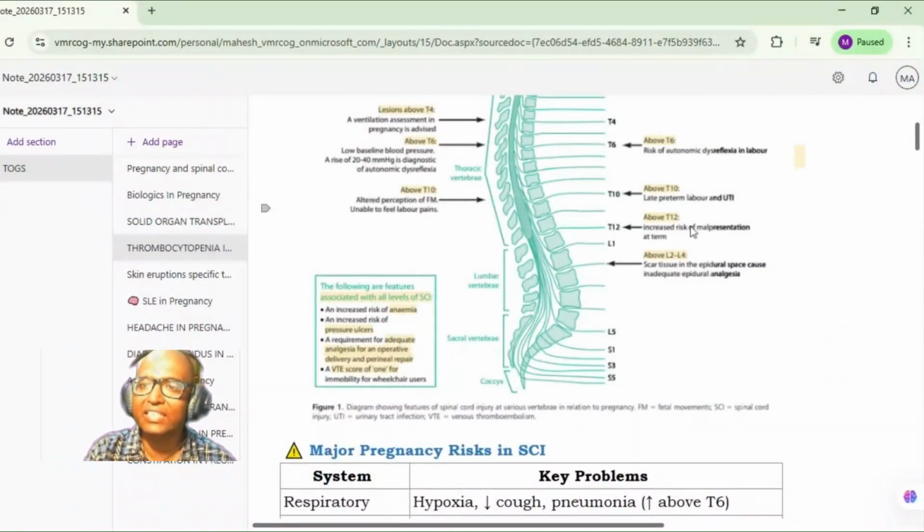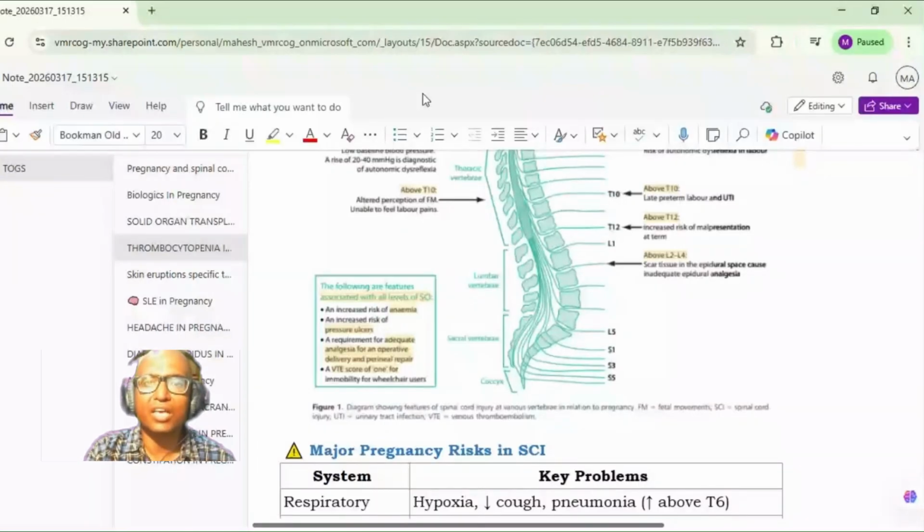Above the level of the T12, there is an increased risk of malpresentation at term, and at L2 to L4, scar tissue in the epidural space can cause inadequate epidural analgesia. So lower down, the problem is that of the epidural analgesia. Autonomic dysreflexia, T6; T10, late preterm and UTI; T12, malpresentation. So these are the things which you should remember.